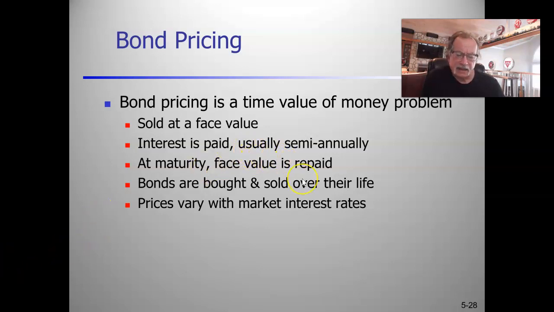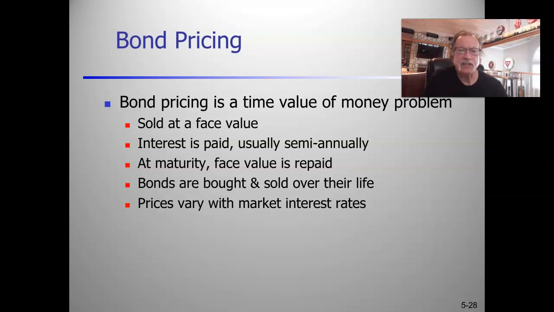And pricing a bond, I did this in my work in industry. I literally issued billions of dollars of bonds for Union Oil Company, and I priced bonds all the time. So bond pricing is just simply a time value of money problem. Bonds are sold at face value, typically in units of 1,000. So we can just use a face amount of 1,000, and they have an interest rate.